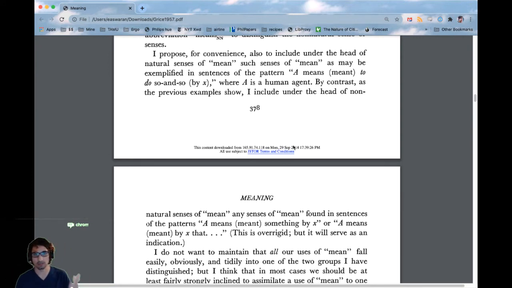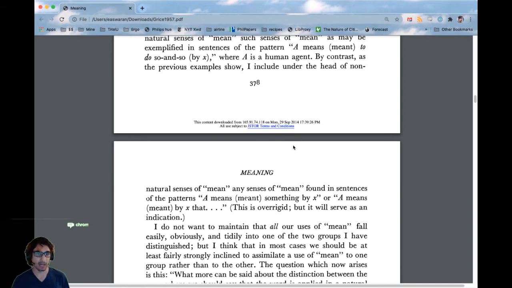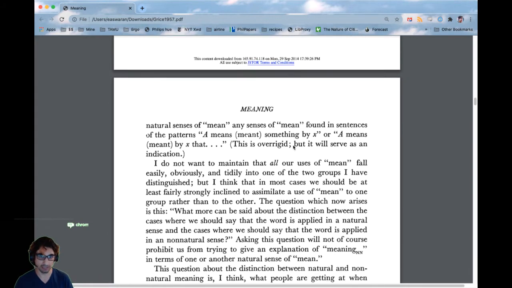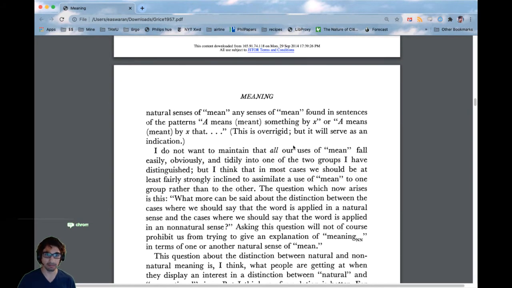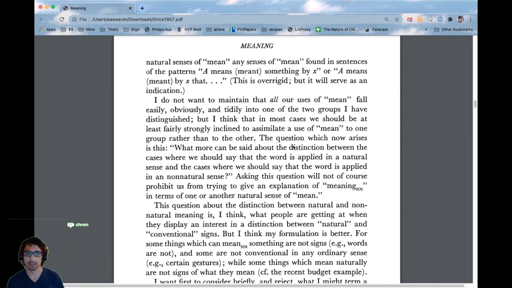The one he's concerned with is the one about what do sentences mean and things like the rings of the bus or street signs. By contrast, I shall, as the previous examples show, include under the head of non-natural senses of mean any senses of mean found in sentences of the pattern A means something by X, or A means by X that. This is over-rigid, but it will serve as an indication.